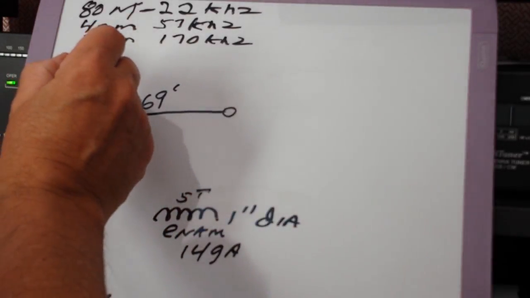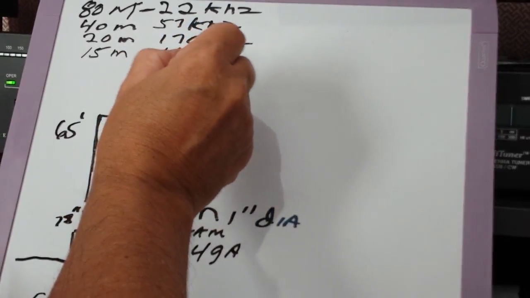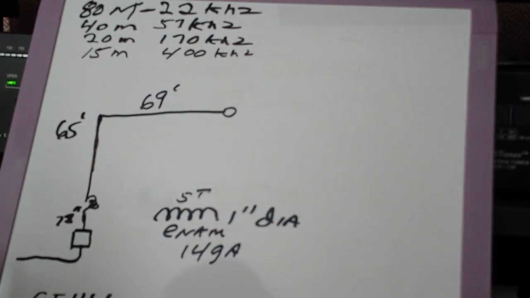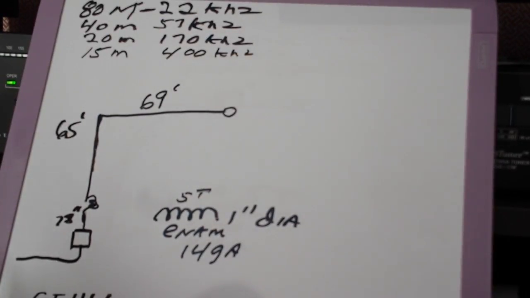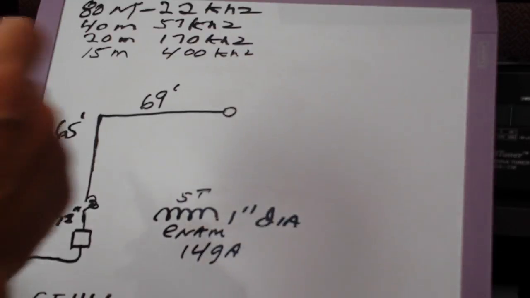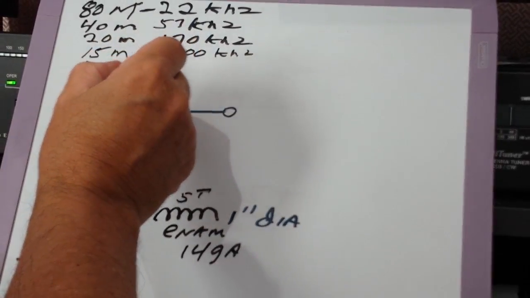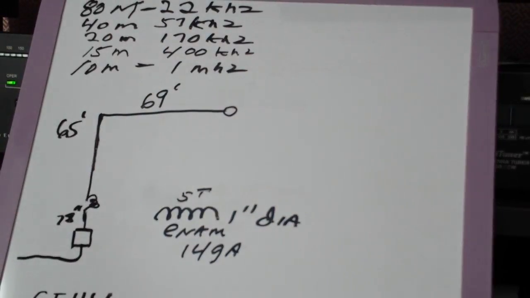On 15 meters, we dropped 400 kilohertz, and we were way, way up at the top of the band. And now this dropped down into the CW part of the band, right around 21.05 or something like that. And then on 10 meters, we dropped 1 megahertz. So we were resonant at about 29 megahertz, and this dropped it down to 28. So that put us down in the CW part of the band.